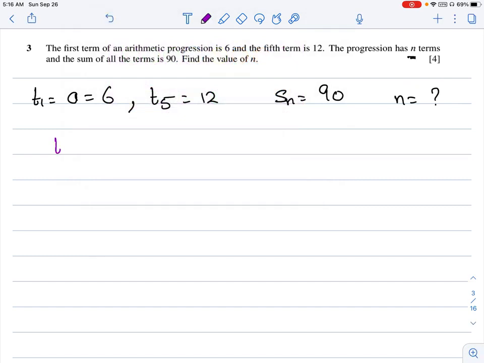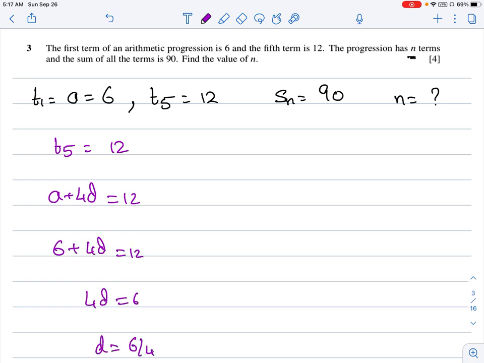We know the fifth term is 12. Fifth term means a plus 4d is equal to 12. a is 6, so 6 plus 4d is equal to 12. So 4d is equal to 6, and d is equal to 6 upon 4, which is 1.5.